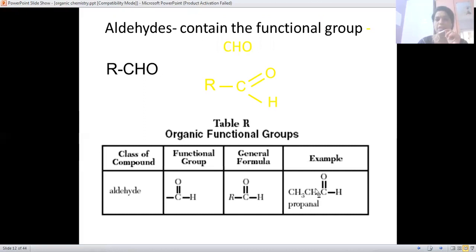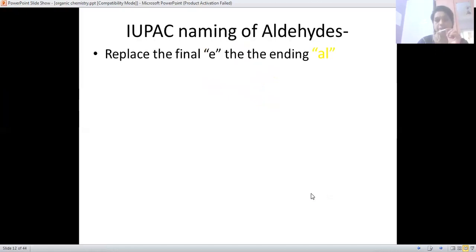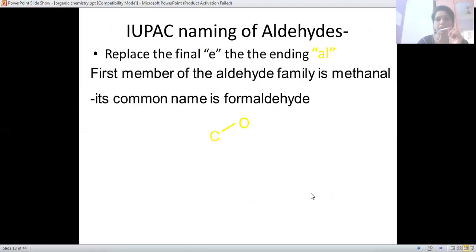But the attachment is such that the C has 4 bonds. And the valency of the oxygen is 2, so we have to attach 2. And this hydrogen is a single bond. So attach in this way, and complete the structure with the general formula, functional groups, and classify the compound. Now these are the IUPAC names, instead of the methane.